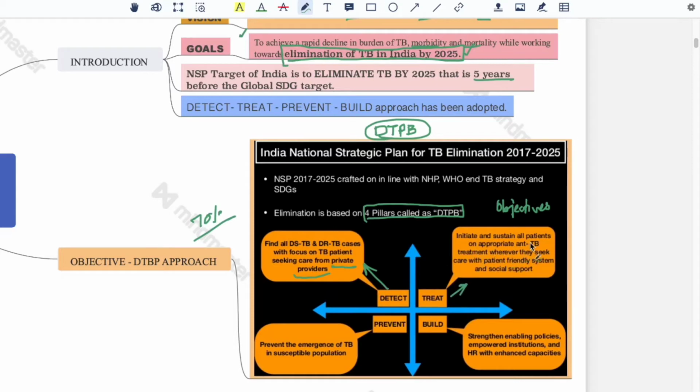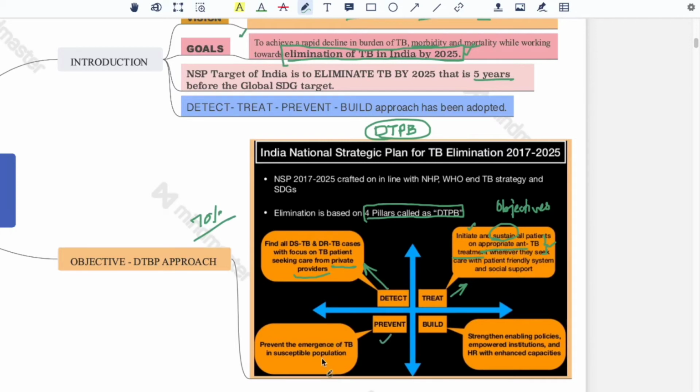And the second one, treat. Initiate and sustain all patients on appropriate anti-TB treatment wherever they seek care, with a patient-friendly system and social support. So appropriate anti-TB treatment should be given to all the patients. It should be initiated as well as sustained. Just initiation won't do the thing. You have to sustain the patient through the full course.